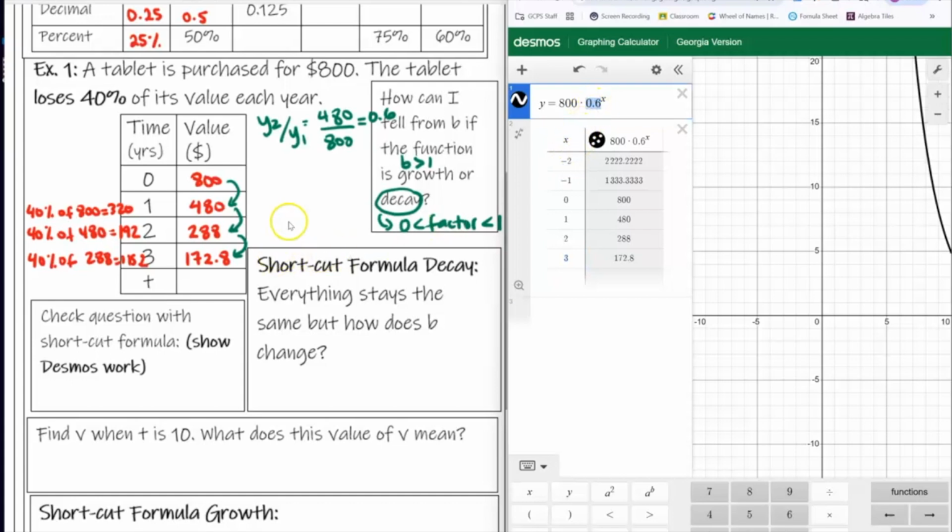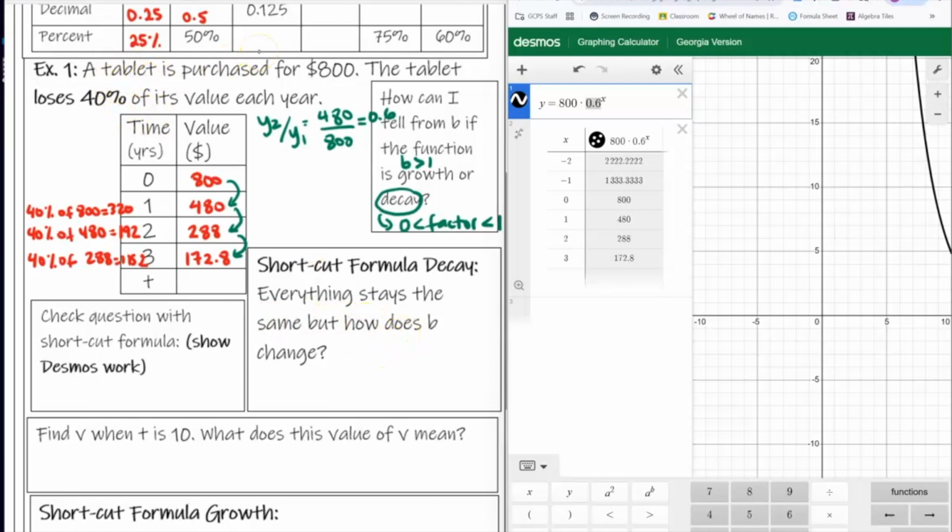Now here's my question for you. Because I got the 800 here, how do I get this 0.6 straight from the question? I've used the 800, so now I have loses 40%, and somehow that has to become 0.6. So I want you to pause the video and think about it. If I was going straight from the contextual problem without having to do all this work that took me way too long, what kind of shortcut formula can I come up with that says everything stays the same, but B changes somehow so that I can get it right out of the question?